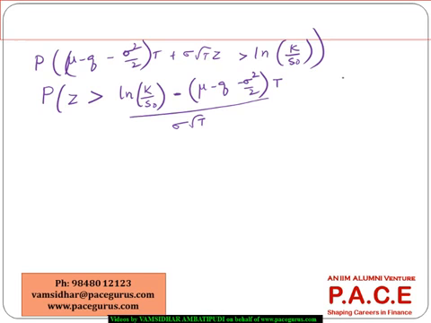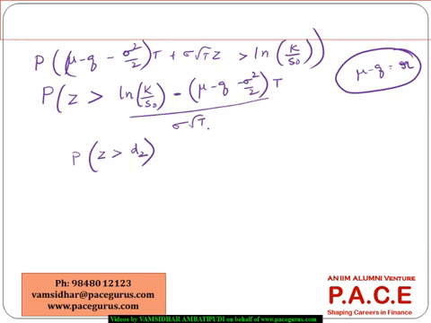If you just imagine now, mu minus q, in case it is equal to r, it is coming out as the probability that z is greater than log k by s naught minus r minus sigma squared by 2 into t, divided by sigma root t, which is nothing but z greater than d2. Otherwise, it is z greater than some value a.